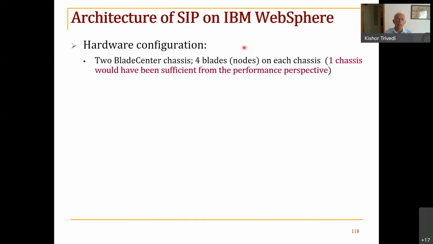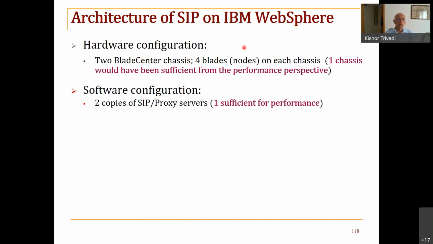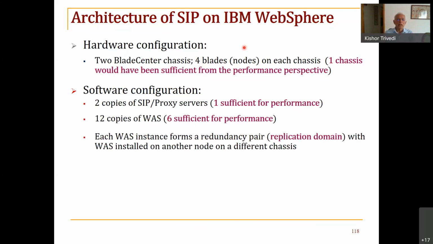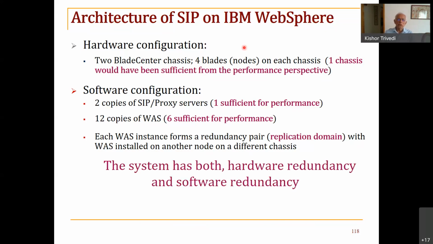Software configuration wise, what we saw is that 2 SIP proxies are used, and they told me that one would have been enough from the performance or throughput perspective. So they are using redundancy there too. 12 copies of app servers are used, although 6 would have been enough from the perspective of performance. So once again, there is redundancy. And furthermore, each WAS instance forms a redundancy pair or replication domain with a WAS installed in another node on a different chassis. So the system has both hardware redundancy and software redundancy.